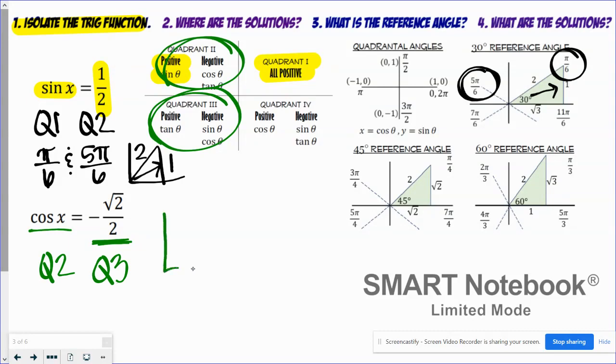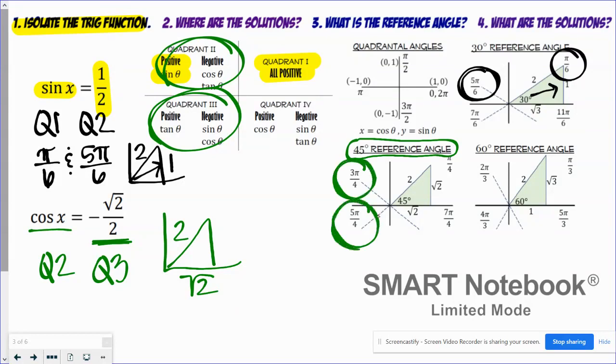Next, we need a visual. We can keep it simple, keep it to quadrant 1. Cosine is the adjacent over the hypotenuse. So what reference angle goes with this? That's right, we're looking at a 45-degree reference angle. The triangle drawn looks very similar to the triangle in our diagram. Our answers are in quadrants 2 and 3. So 3 pi over 4 and 5 pi over 4 are our answer angles.